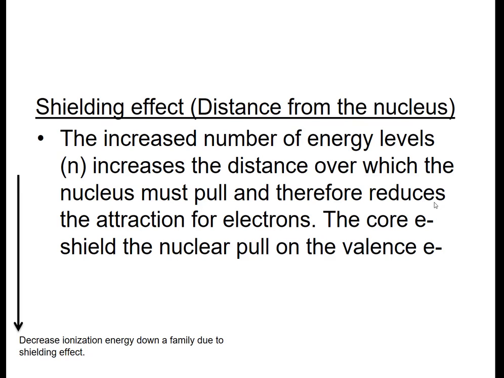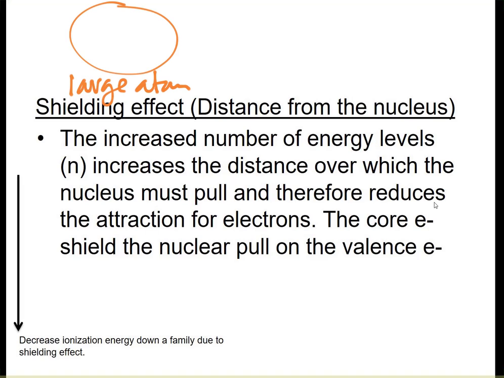As we go down a family, you are increasing in energy levels. That means that the atom is getting bigger and bigger as we keep going down a family. And that is causing a distance between the nucleus and the most outermost electron. And so to remove that electron, as you go down a family, it takes less and less. Also, there's something called shielding effect. Shielding effect only applies to large atoms.